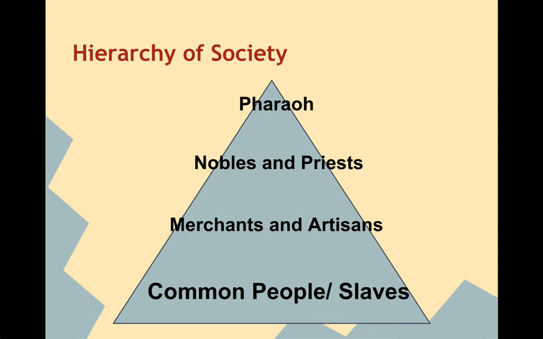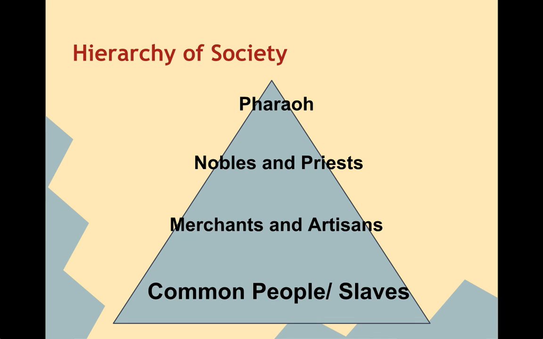Now, when we talk about a hierarchy, it's exactly what it says it is. Somebody's higher than somebody else in the standing of society. So when we talk about society, you need to think of social classes. And you have, at the bottom, the common people and the slaves, the merchants and the artisans, the nobles and the priests, and then last but not least, the pharaoh. When we talk about pharaohs, it's very important. Pharaohs were considered gods on the earth.